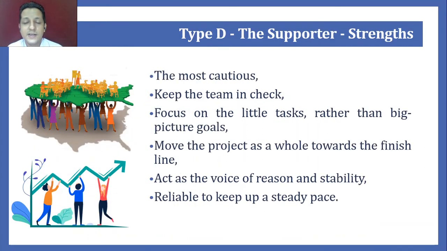Let us go ahead. Type D, that is the last type of the four, talks about the people who are supporters by nature.